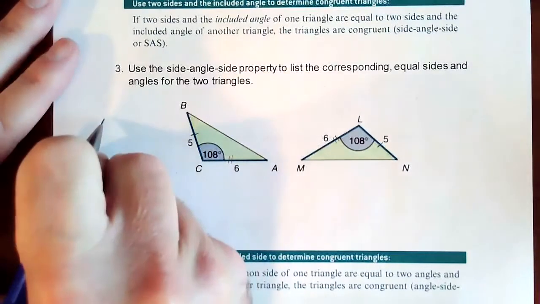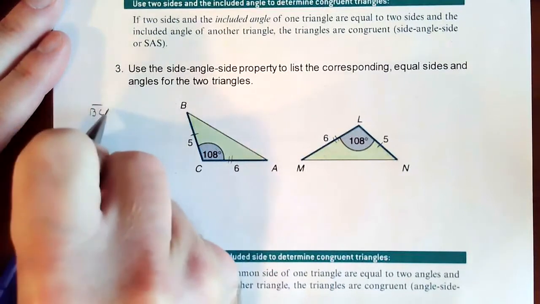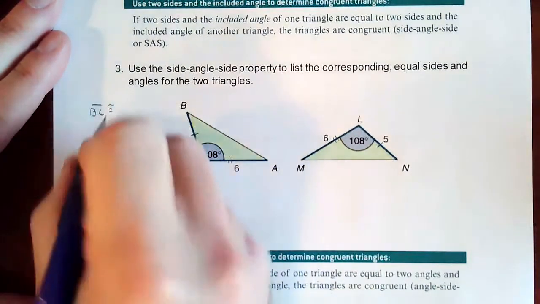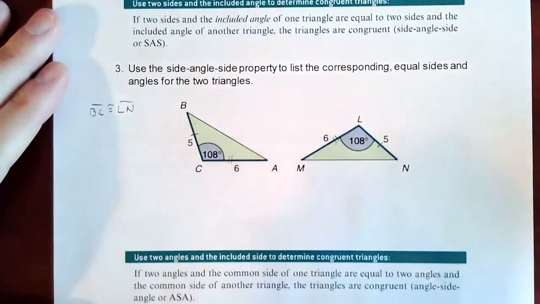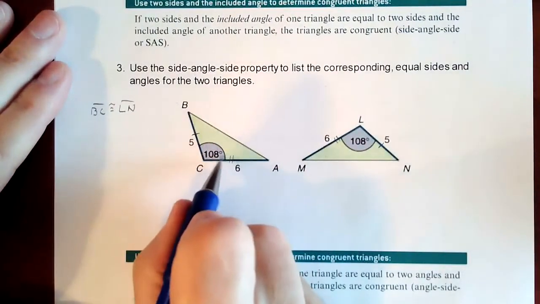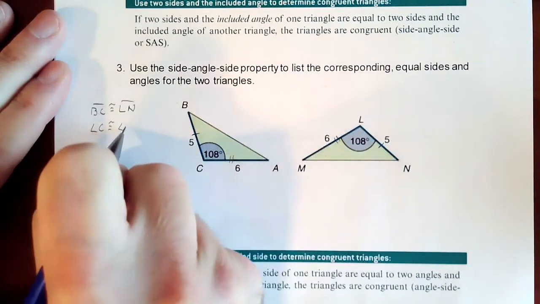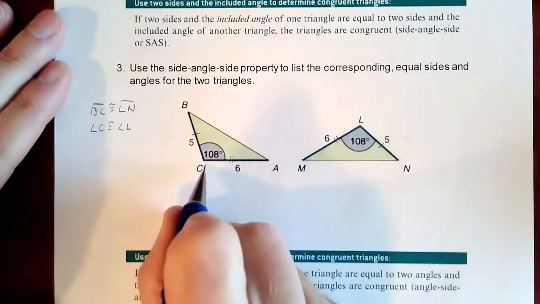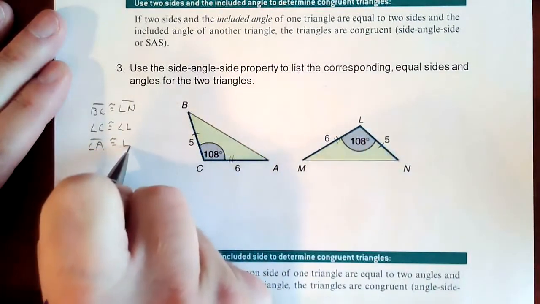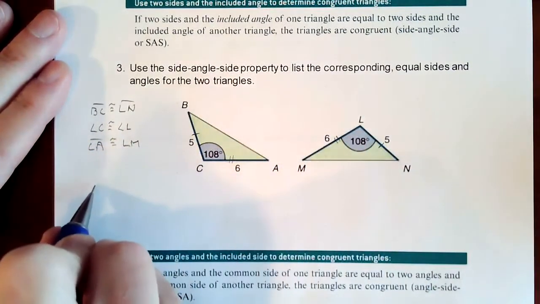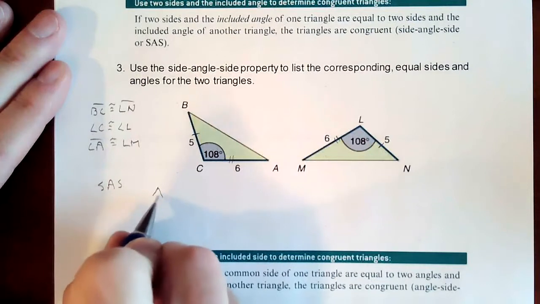And so here, let me write out what we have. Let's go BC. BC would be congruent to LN. And then we would have the angle, which would be angle C, congruent to angle L. And then we have a 6, so CA would be congruent to LM. So all it takes is to have a side and then an angle and then a side, which is what we have. So we could say the 2 triangles are congruent.